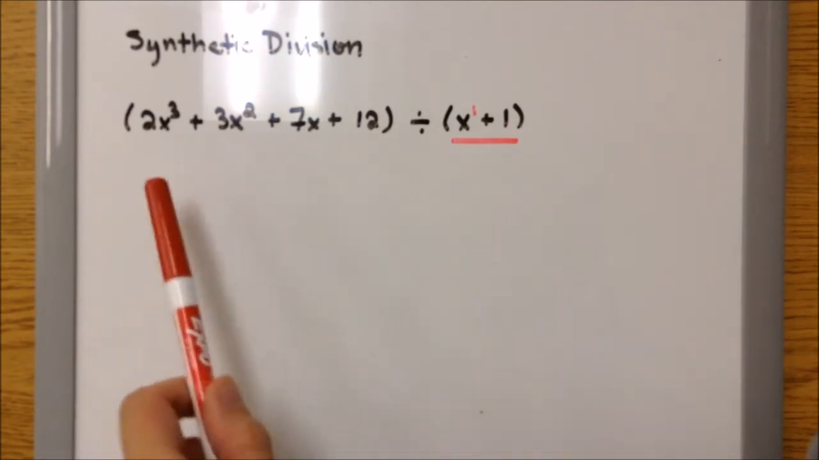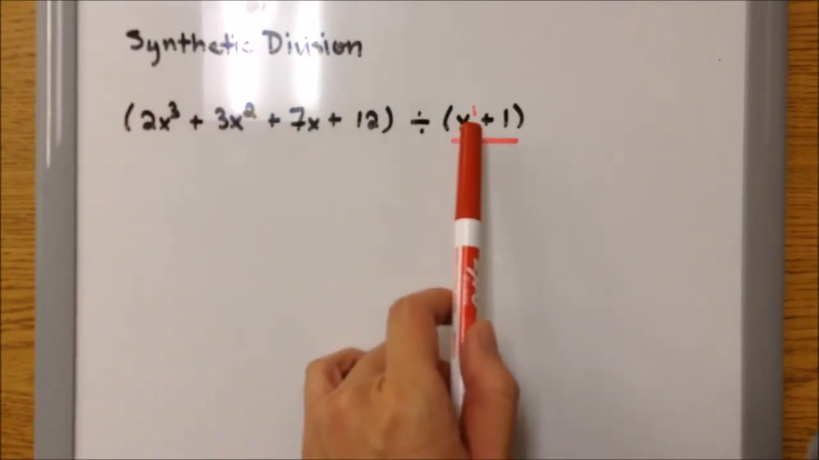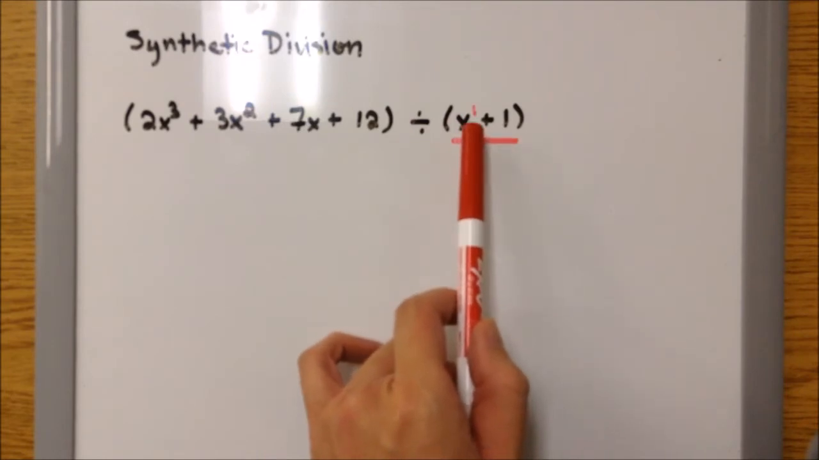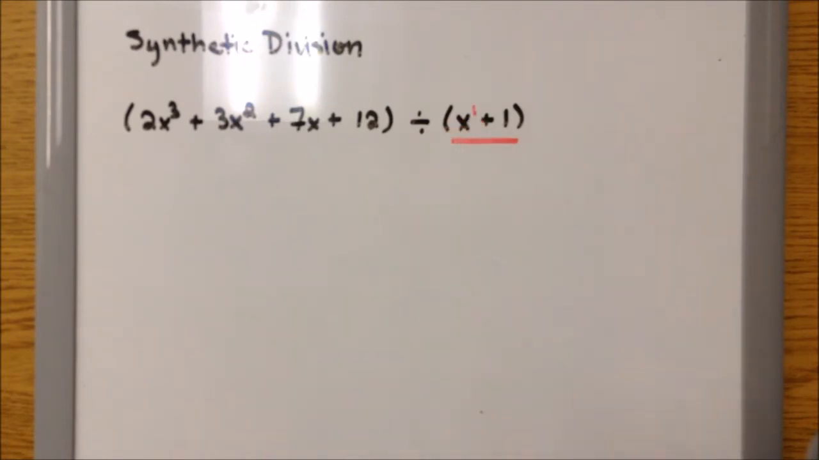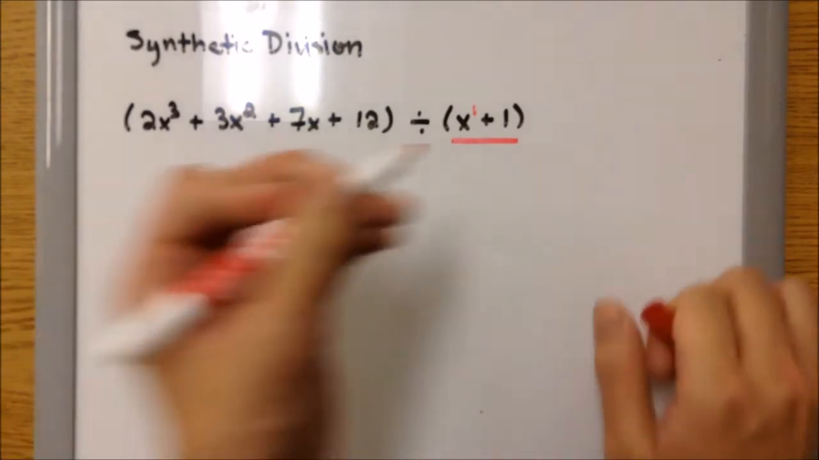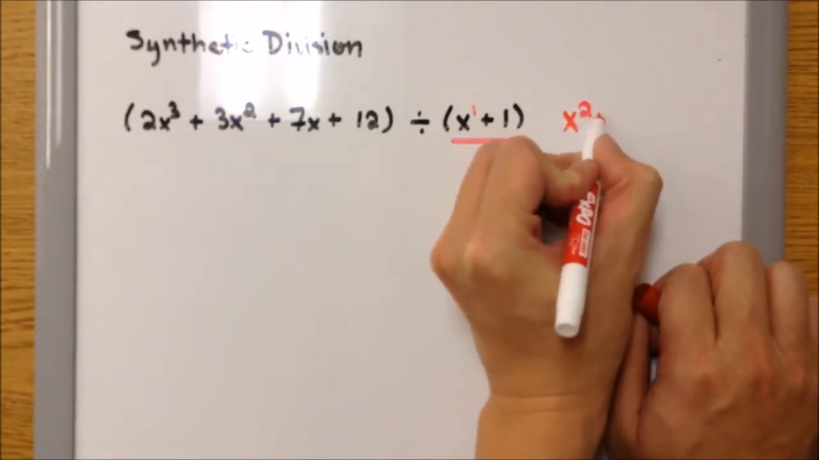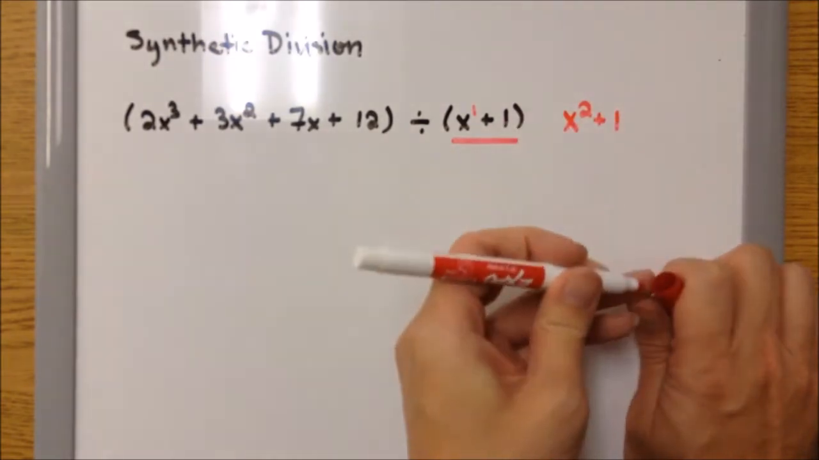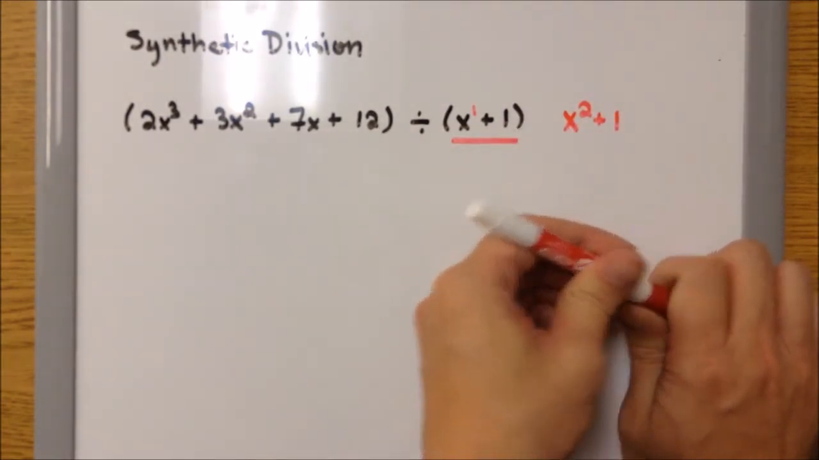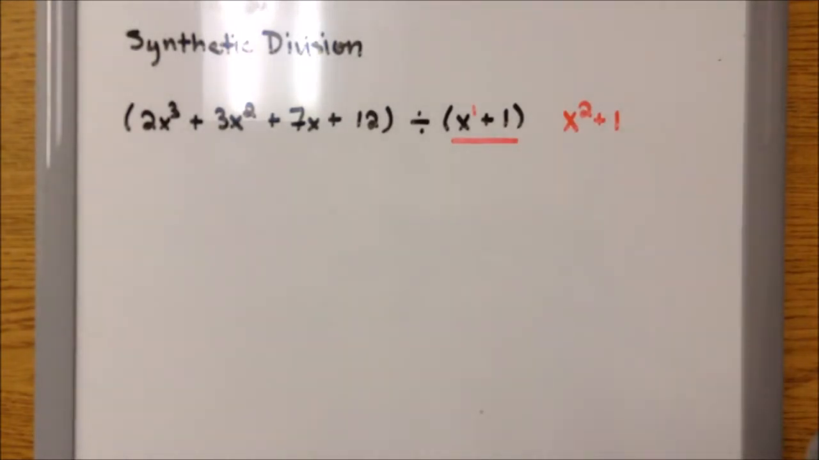Synthetic division only works if your divisor, which is this, has x to the first power. If it was, for example, x squared plus 1, if you had your divisor like that, then you cannot use synthetic division. It does not work that way. No matter how you do it, it won't work. If it's x squared plus 1, then you have to use long division.